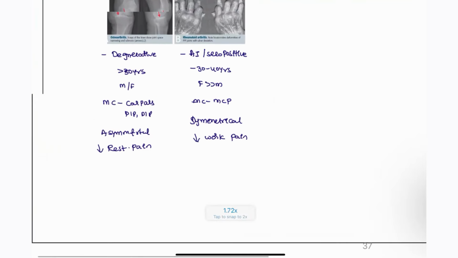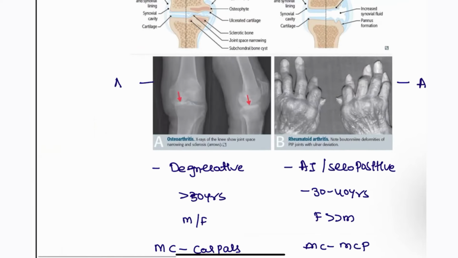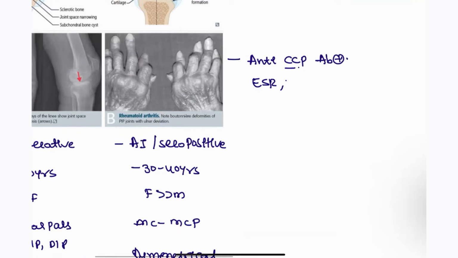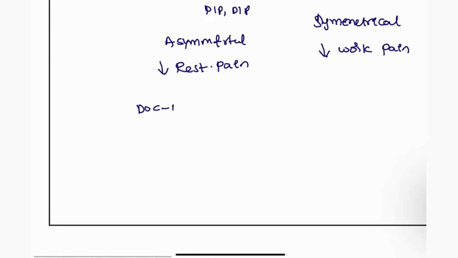Next, coming to another important point, rheumatoid arthritis is going to be positive for the anti-CCP citrullinated antibodies. And in osteoarthritis there are no antibodies and no elevation of erythrocyte sedimentation rate or CRP. In rheumatoid arthritis the ESR is positive and the CRP will also be elevated. What is the drug of choice for this patient? Here also we are going to give NSAIDs, and here also the drug of choice is NSAIDs.